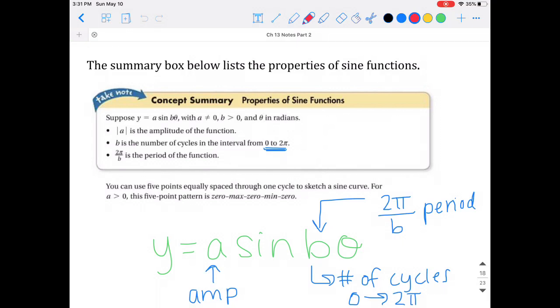And we can use these properties as well as 5 points equally spaced through one cycle to sketch a sine curve. For all a values greater than 0, the 5-point pattern for our sine curve is 0, max, 0, min, 0. So if you think about a graph, that's what's going to create this curve. We go from 0 to our maximum point, back to 0, to our minimum point, and back to 0. So 0, max, 0, min, 0 is what gives us this sine curve.